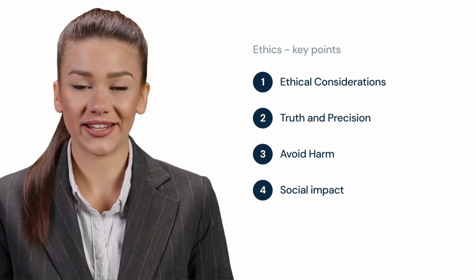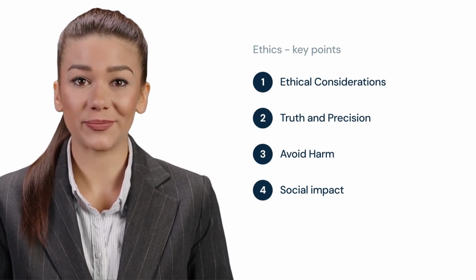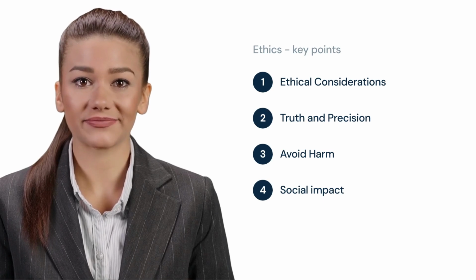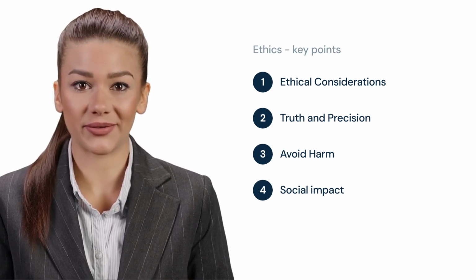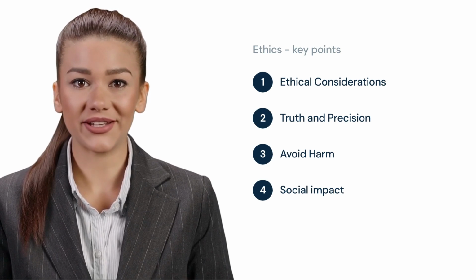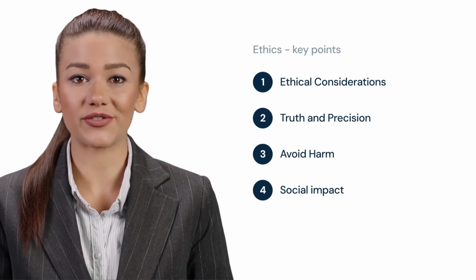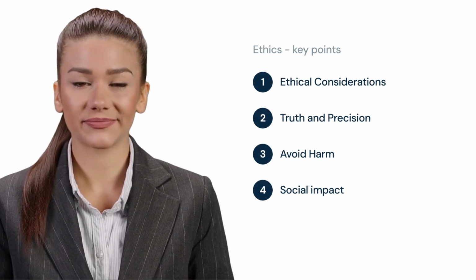Truth and accuracy. Ensuring that the information provided by your chatbot is accurate and precise is vitally important. Misleading or false information can be harmful and ethically wrong. Avoid harm. Your chatbot should not take actions that could cause harm to users or the company. It should be programmed to avoid promoting violence, discrimination, or any harmful content.